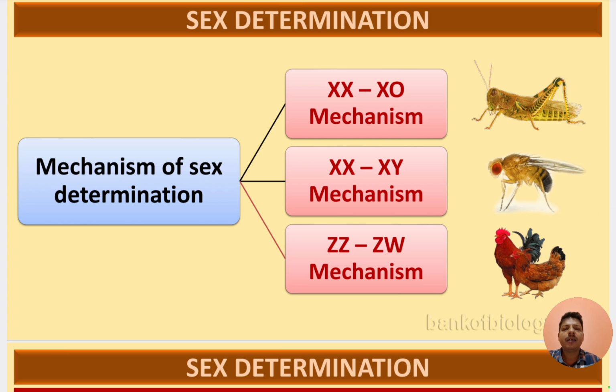Mechanism of determination: the XX and XO mechanism is found in insects, the XX and XY mechanism is also found in another type of insect, and the ZZ and ZW mechanism is found in birds.